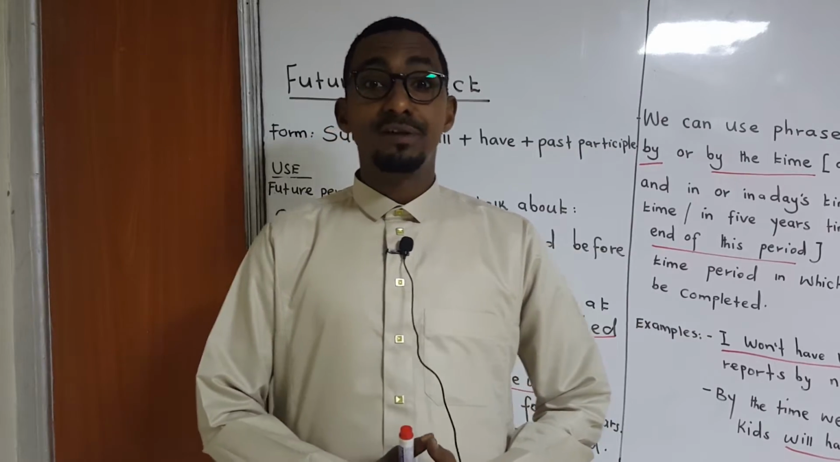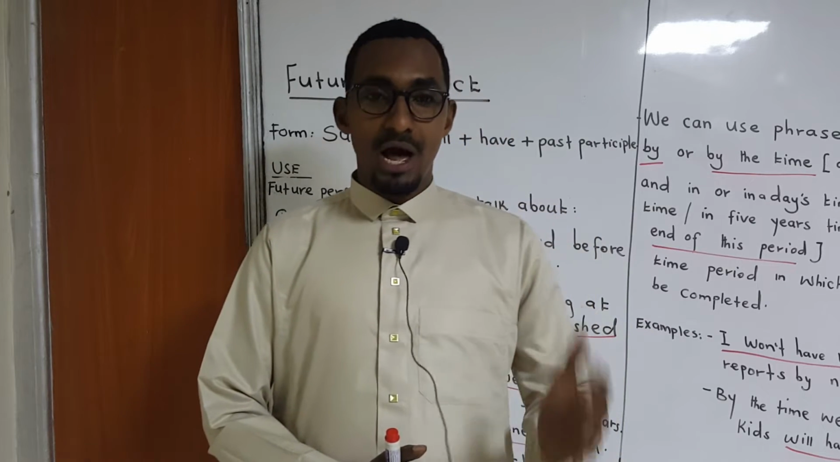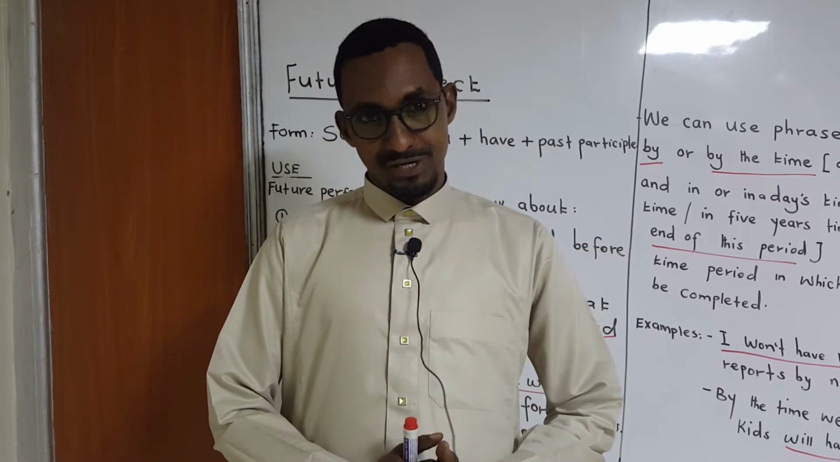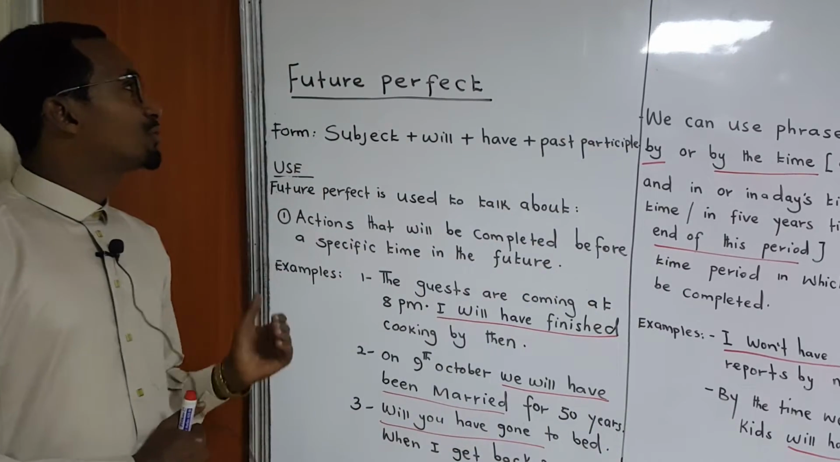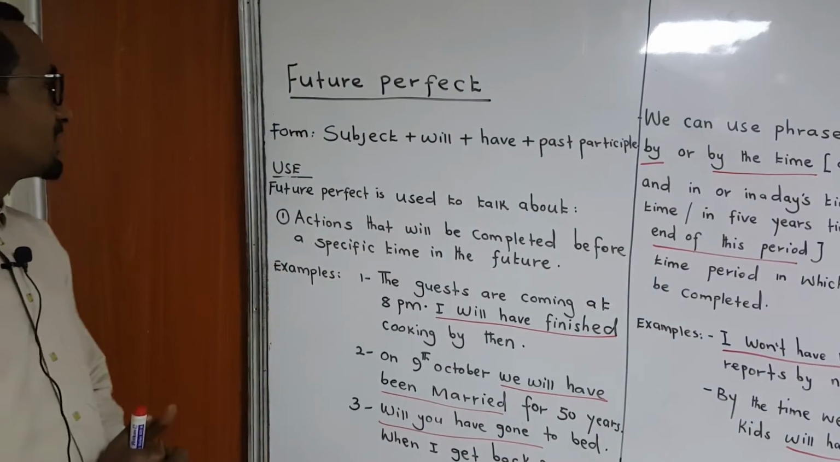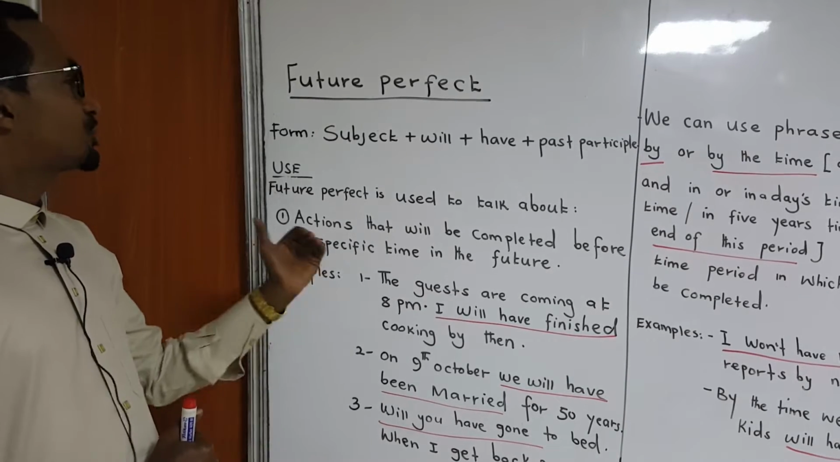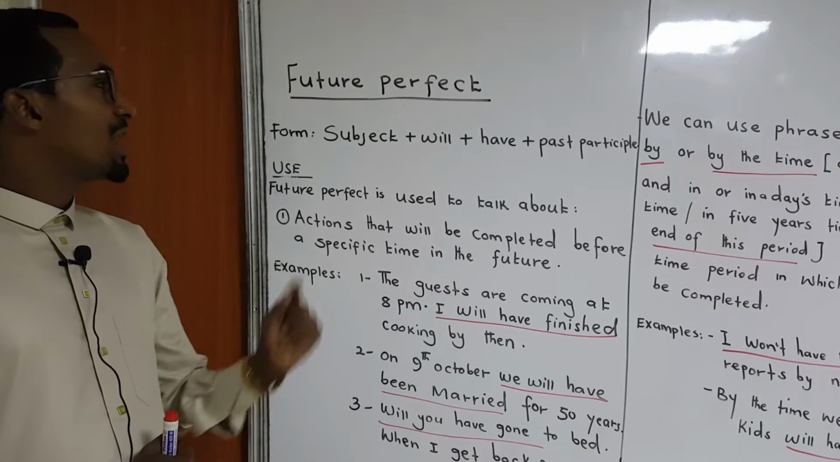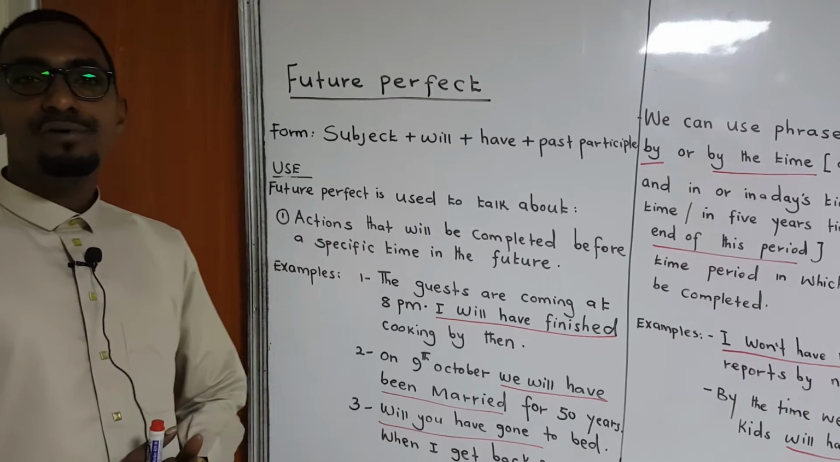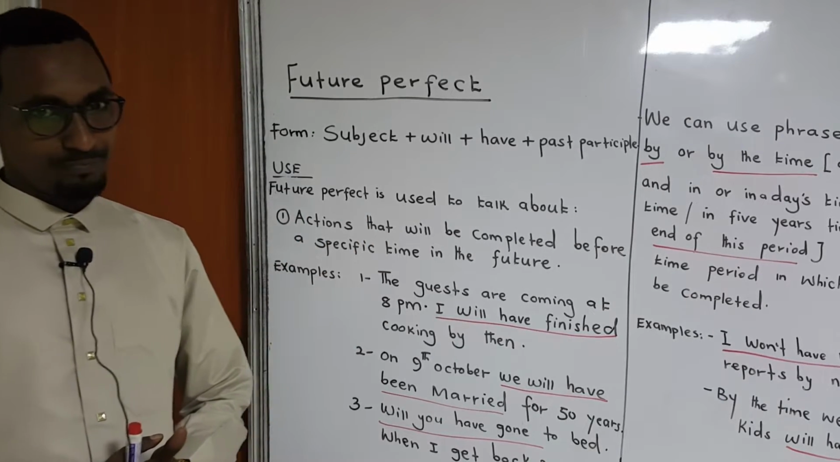Viewers, in this lesson, we're going to learn the future perfect. So let's get started. When we want to form the future perfect, we actually use the subject pronoun plus will plus have and past participle.